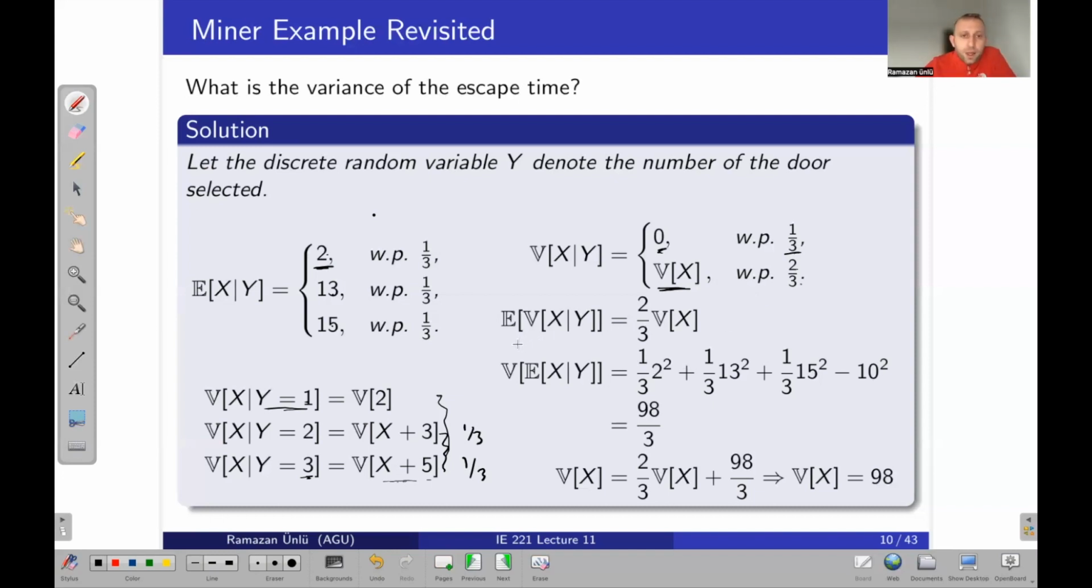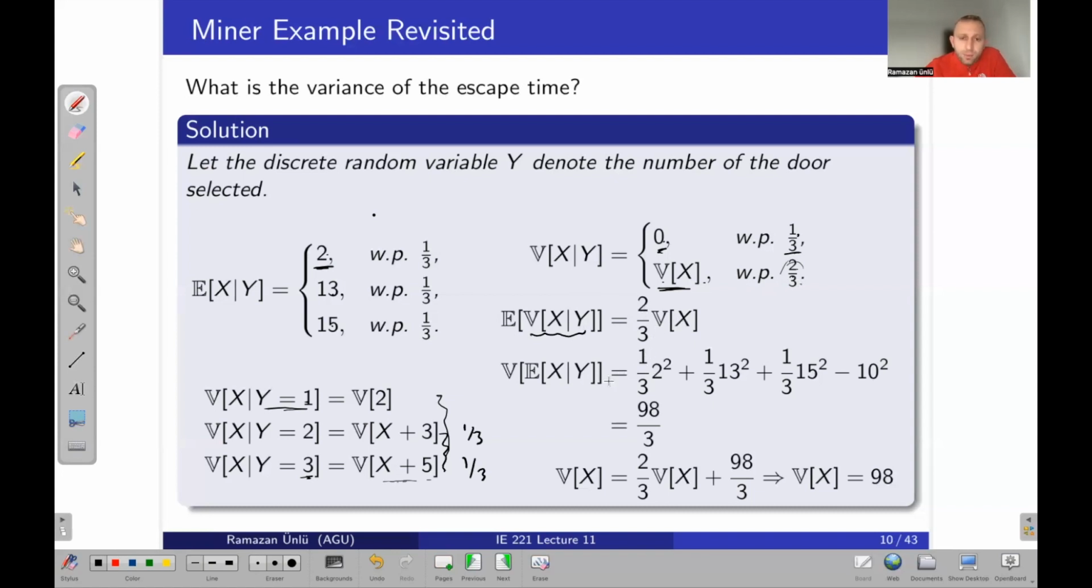Okay, let's first calculate the expected value of the variance of x given y, which is the first term of Eve's law. It is easy. 0 times 1/3 plus variance of x times 2/3, right? Which is just the generic way of calculating the expected value of a random variable. So you can think this is a random variable. And that will be 2/3 times the variance of x.